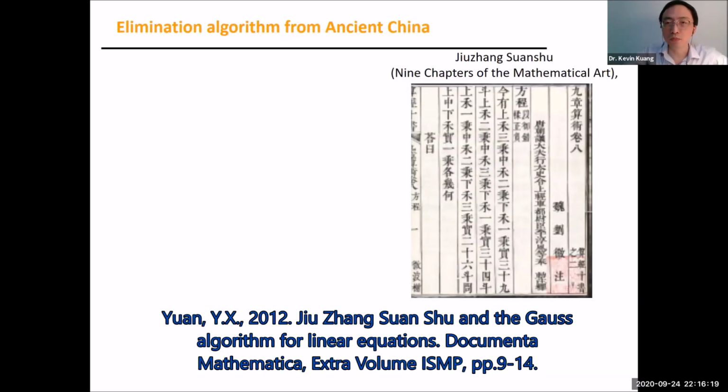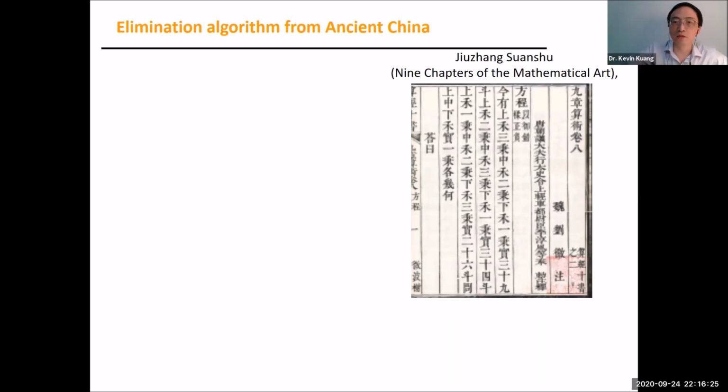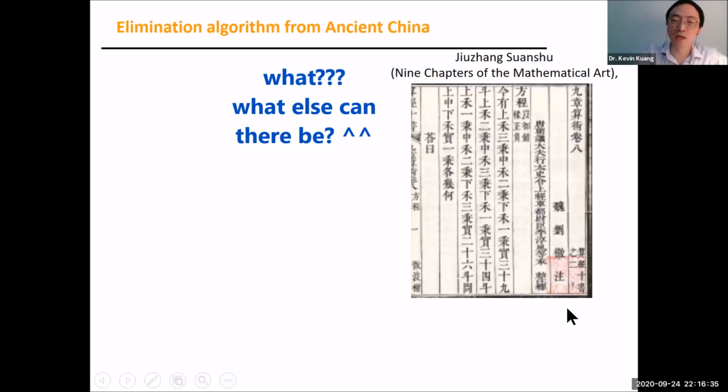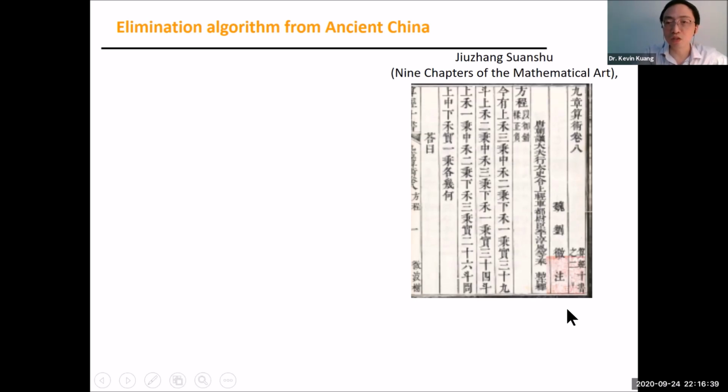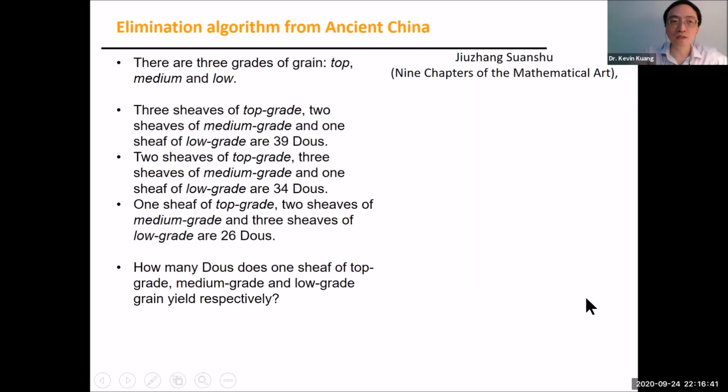Now, this textbook called the 九章算术, the 9 chapters of mathematical art. As you can see here, this is a reproduction of the document. Now, although most of us can't read Chinese except those who can, we have the benefit of Google to help us translate this page. And what it says is actually this.